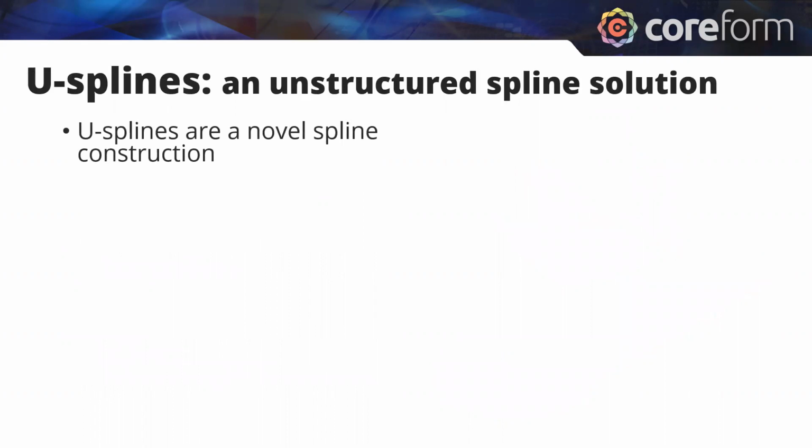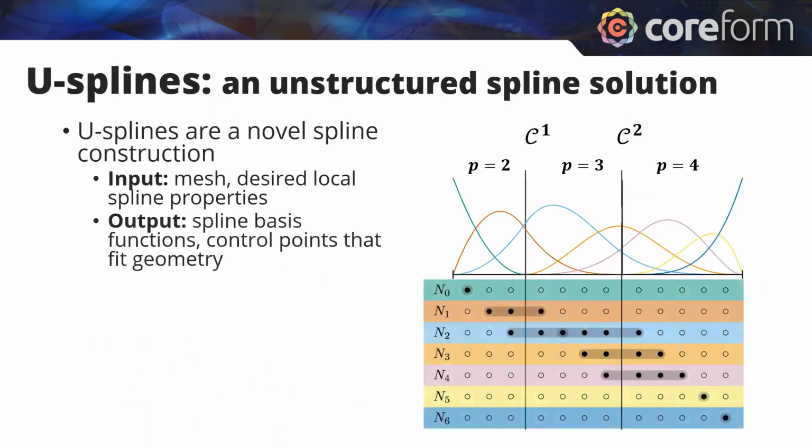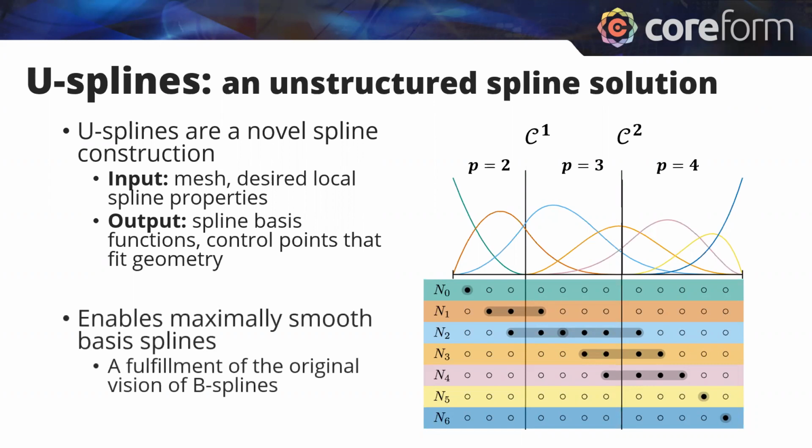So U-splines are a novel spline construction technique where all we need for the input is for you to define, what's my mesh and what are the local spline properties that I want. So I want a spline that maybe has 3 elements that are quadratic, cubic, and quartic with maximal smoothness between them. And then the output of the U-spline algorithm is a spline basis, as well as the control points that fit a geometry that satisfy our request. And this then enables maximally smooth basis.